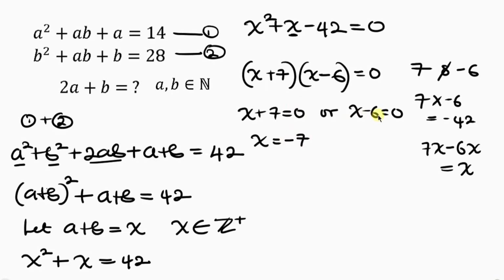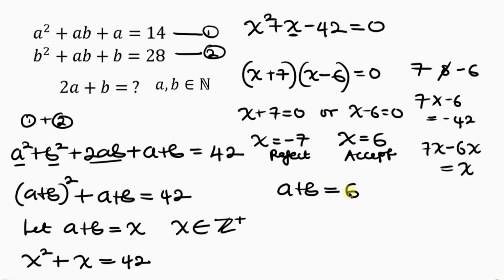Now from our second case, when I move negative 6 to the right, x will be equal to positive 6. And just as we said, x is a positive integer. That means we're going to be rejecting this because this is a negative integer. So we're going to stick with this. This is accepted. Now that x is equal to 6, remember our substitution. We said a plus b is equal to x, and we are saying 6 because 6 is x.